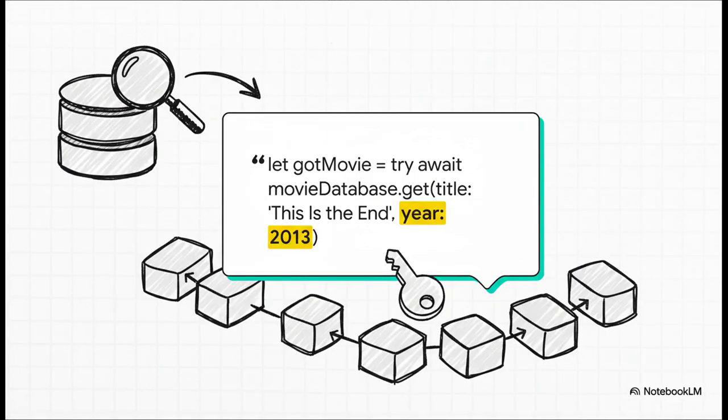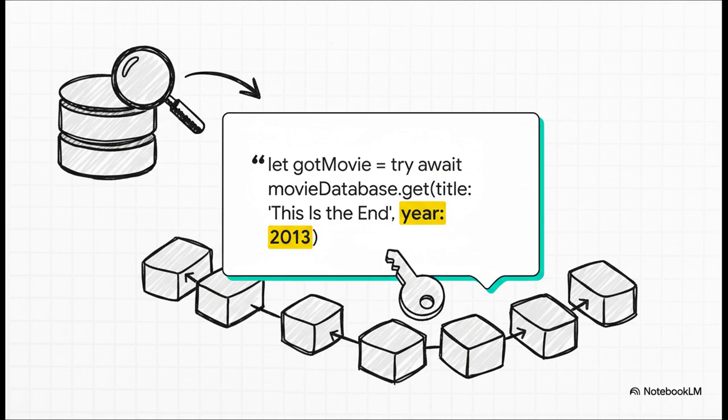Next, getting data back out. For that, we use getItem. And to use it, what do you think you need? Yep, the full primary key. You have to tell it exactly which item you want. So here, we're asking for the movie with the title, This Is the End, from the year 2013.